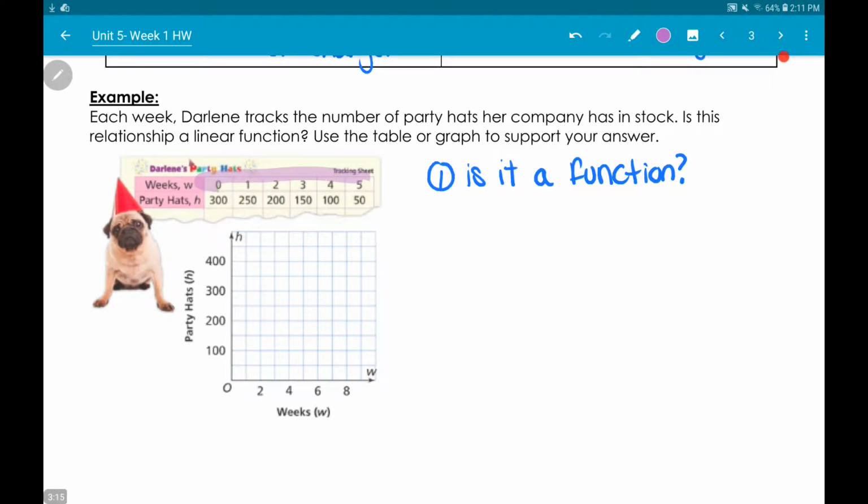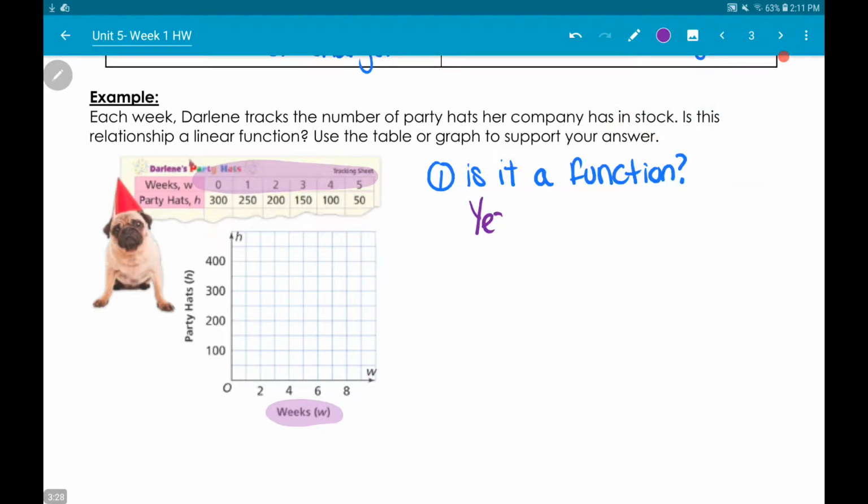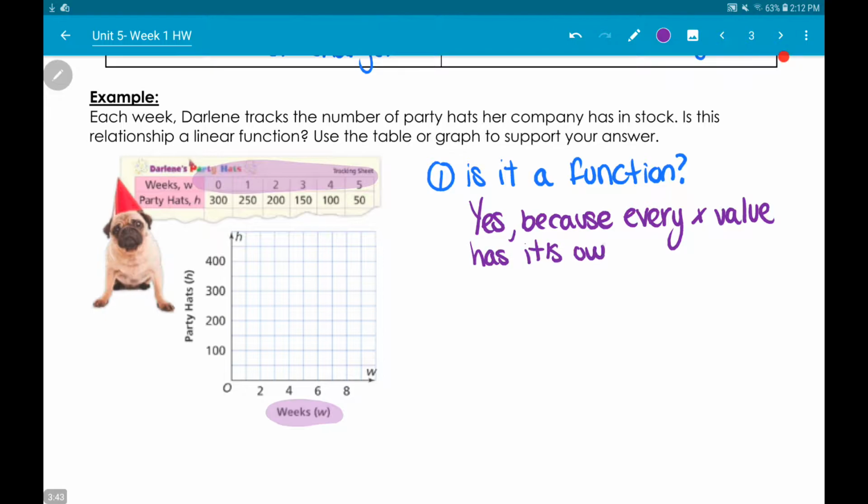We do that by looking at our x values, and in this case, our x values are weeks, and I can tell that by this axis right here. And I see that no x values repeat, so that means it is a function. Yes, because every input or x value has its own unique y value. Now once I've answered that, I can ask myself, is it linear or not?